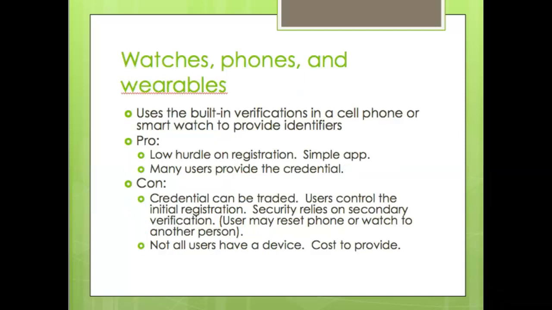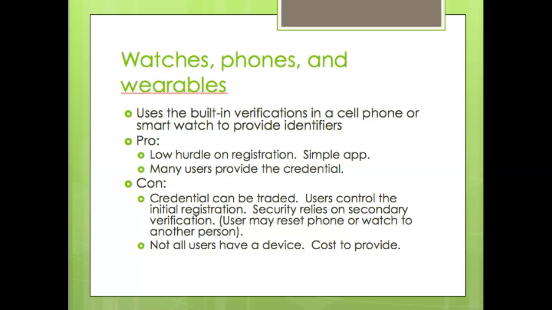So the big one now is the mobile credential, using your cell phone or your smartwatch to provide the identifier. Walk up, you have an app on your phone, you hold it up to the reader, it identifies that's your phone, and it lets you in. Okay, very low hurdle on registration. You have to have the app, and the app does cost some money, so the company or the entity that puts up the access control or whatever you're going to use this for has to pay for the app, right?